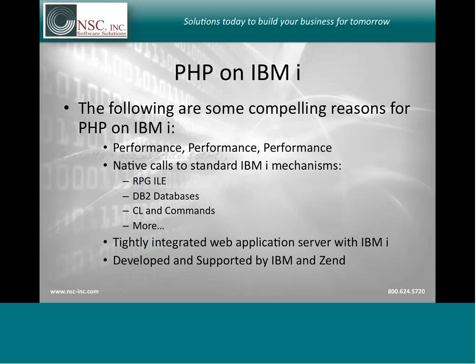Native calls to standard IBM mechanisms, as we spoke before, so I can make those calls to an RPG program behind the scenes and a DB2 database, either using the standard DB2 connection, or you can use the i5 DB2 connection that's provided in the toolkit. It's very tightly integrated with a web application server on the IBM i, and it was developed and supported by IBM and Zend as a joint venture. So now you know that you're going to have the integration that you need for those top-level and high-level applications for your website.